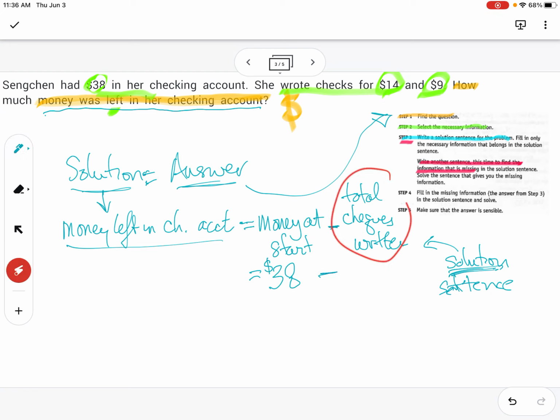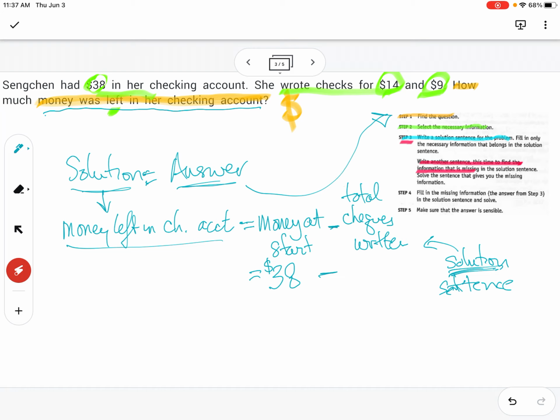Now, total checks written. I don't know the total yet. Yet becomes a really important word here. I don't know the total yet, but I can find it out because I find it by adding these two things. So I don't know the total yet, but I can find it. So this is the missing information. Now by missing, it doesn't mean I don't have it. It just means I don't have it yet. All right, so this is my missing information.